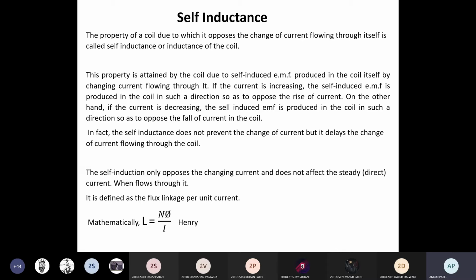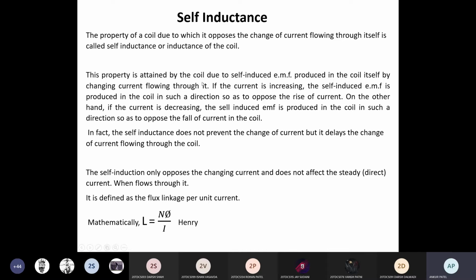When we supply the voltage, it stores the energy. When we stop the supply, it delivers this current to the circuit. Even when the voltage becomes zero, it still delivers current, without any change in current, because it has stored this energy. So the property of a coil due to which it opposes the change of current flowing through itself is called self-inductance. It stores the energy, or it stores this current value.